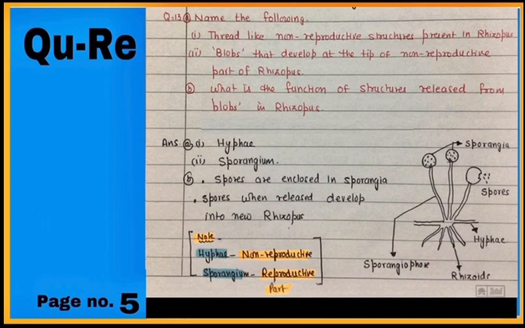Rhizopus, also called as bread mold, reproduce by formation of spores. Spores are formed in sporangia, and sporangia are the reproductive part of Rhizopus, which develop on non-reproductive part hyphae.